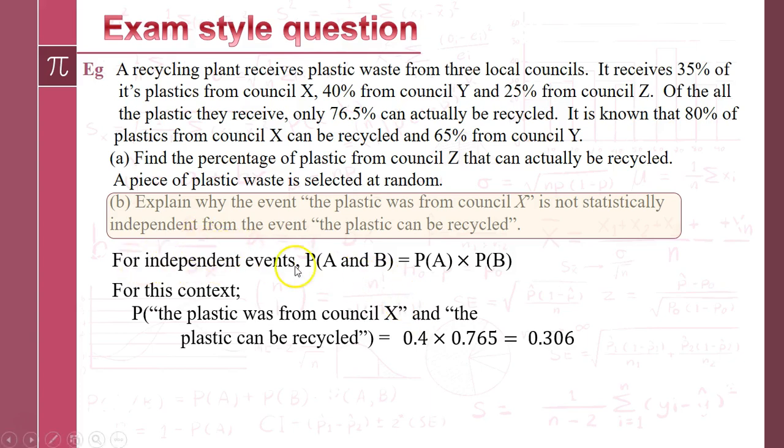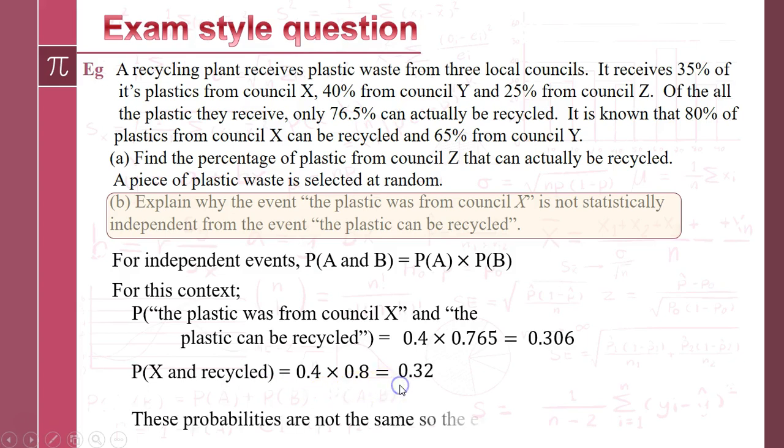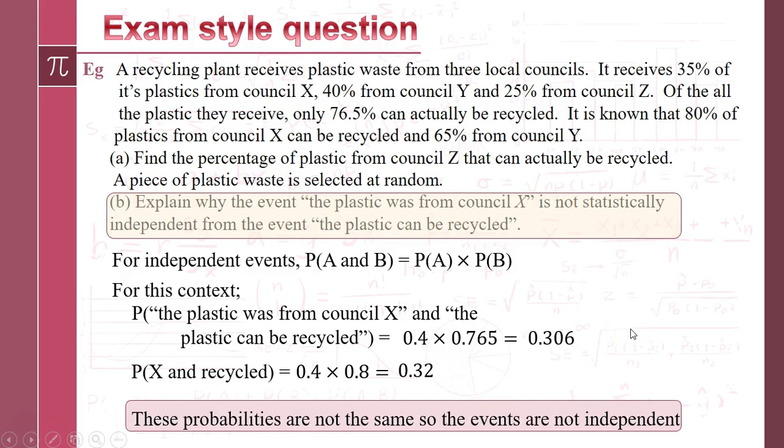And what we've got now from our multiplication is X and recycle. The probability it comes from X is 0.4, times that by 0.8. Clearly those two things are not the same. So the events are not independent.